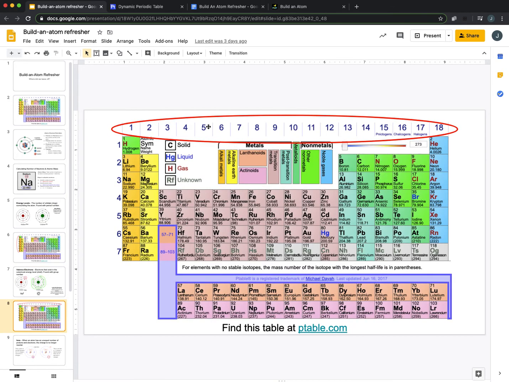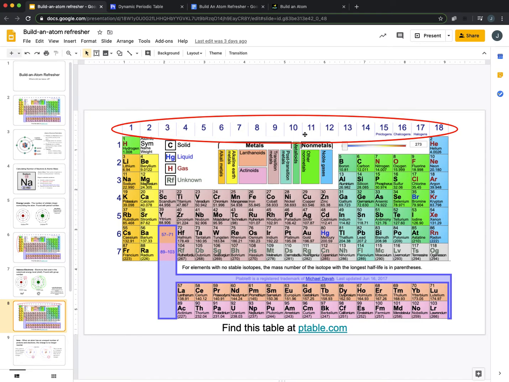So remember we talked about these top numbers indicate valence electrons. So if you are in column 1, you have 1 valence electron. Sodium, for instance, is in group 1 or column 1, so it has 1 valence electron in its outermost shell. All of these elements have 2. So beryllium, magnesium, calcium, all of those have 2 electrons in their outermost shell.